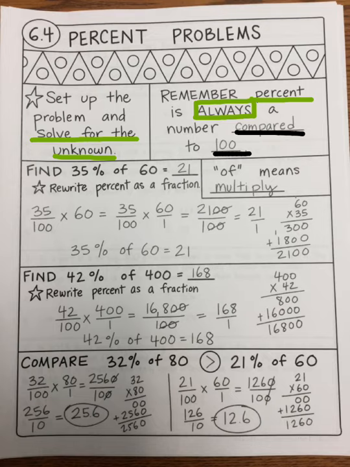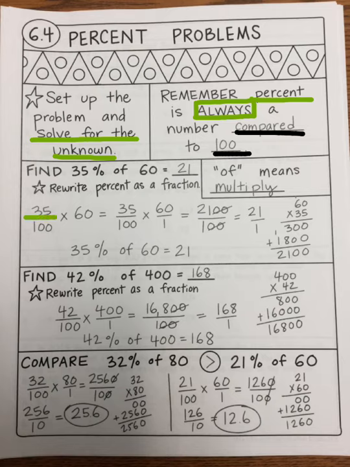Look at the next section. It says find 35% of 60. Now it gives the answer there, but I want you to think about how you would actually set this up. 35%. Remember, a percent is always a number compared to 100. So that's where you get the 35 over the 100.